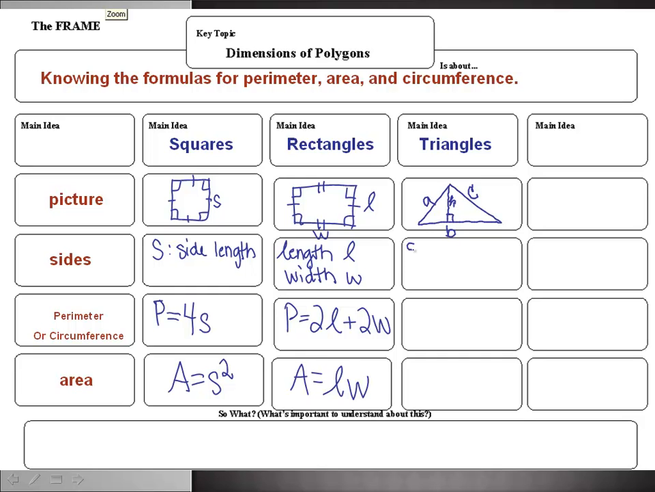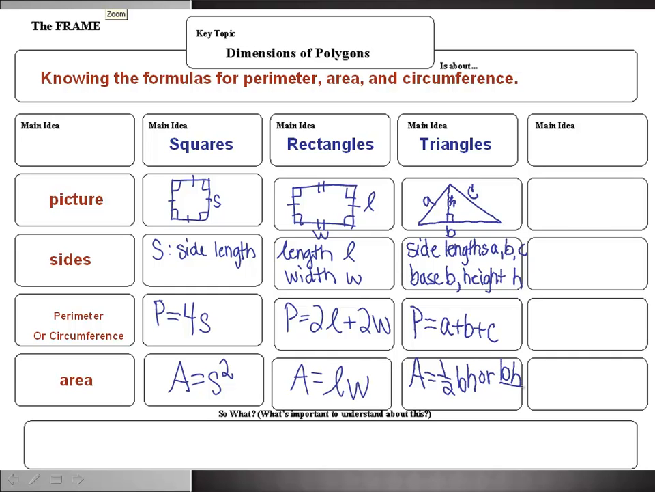So for a triangle, I have side lengths A, B, and C. I have my base, B, and my height, H. So to find the perimeter of a triangle, you're going to do A plus B plus C. So the sum of the 3 sides. Your area for a triangle is 1/2 base times height, or you might use base times height divided by 2.